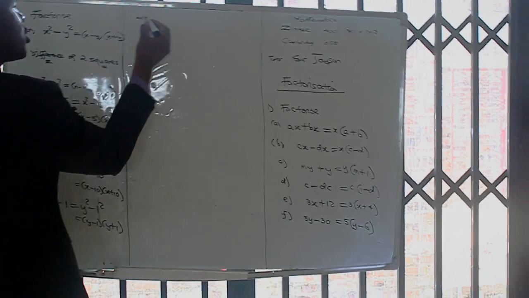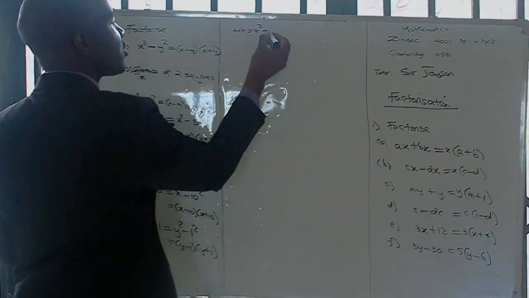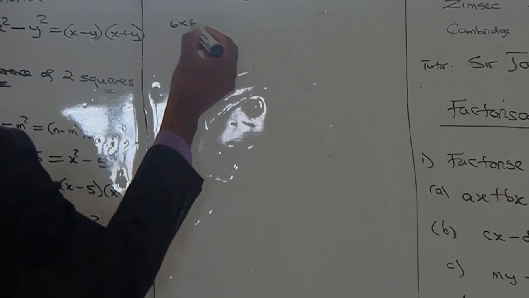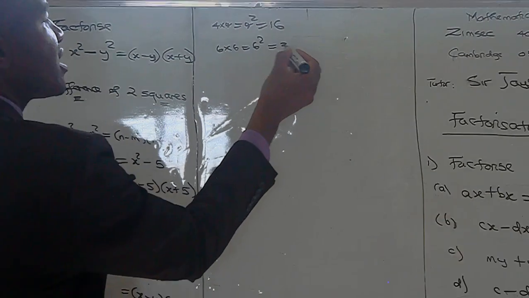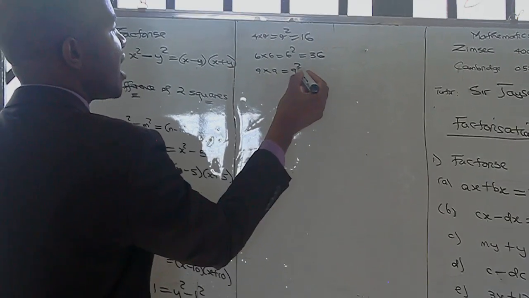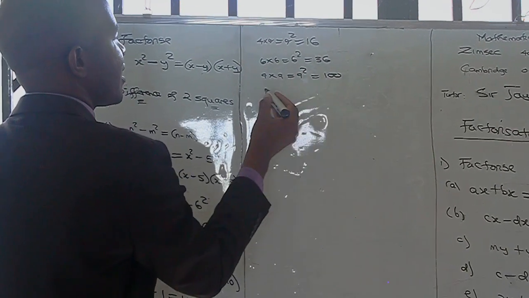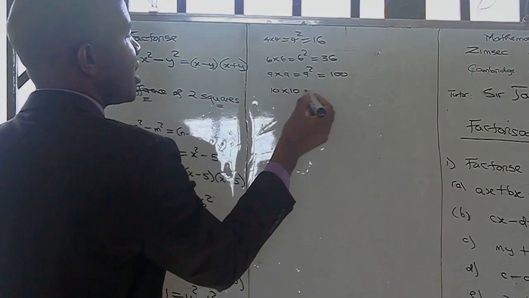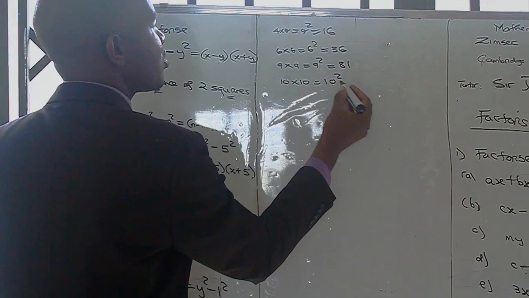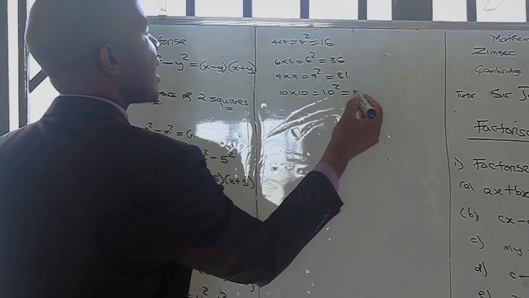4 times 4 is the same as 4 squared, that's 16. 6 times 6 is the same as 6 squared, that's 36. 9 times 9 is the same as 9 squared, that's 81. And 10 times 10 is 10 squared, which is equal to 100.